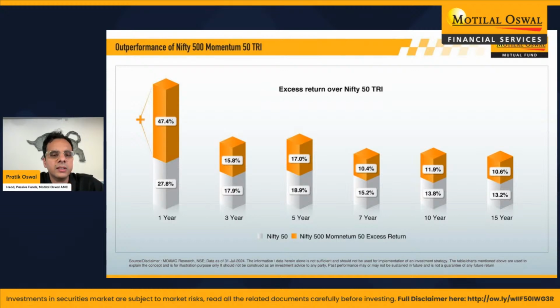What we've also seen is that this index has done well across periods. Last year was also very good, but if you look at it from a 3-year, 5-year, 7-year or 10-year view, it has delivered approximately 10 to 15% outperformance over the Nifty 50. So very good outperformance.